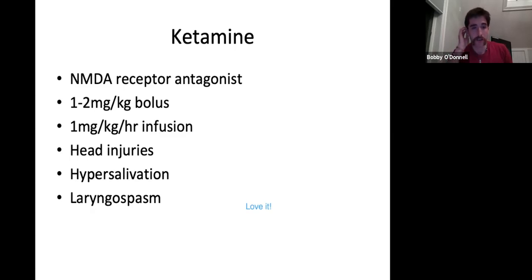Our cautions with ketamine are head injuries, because you can get a reflex hypertension. There is some hypersalivation that's seen more commonly in pediatrics, and the solution they generally use is to pre-treat with a small dose of atropine, usually 0.02 mg per kg. And the other, scarier one, seen not very commonly, is that you will sometimes get a laryngospasm.